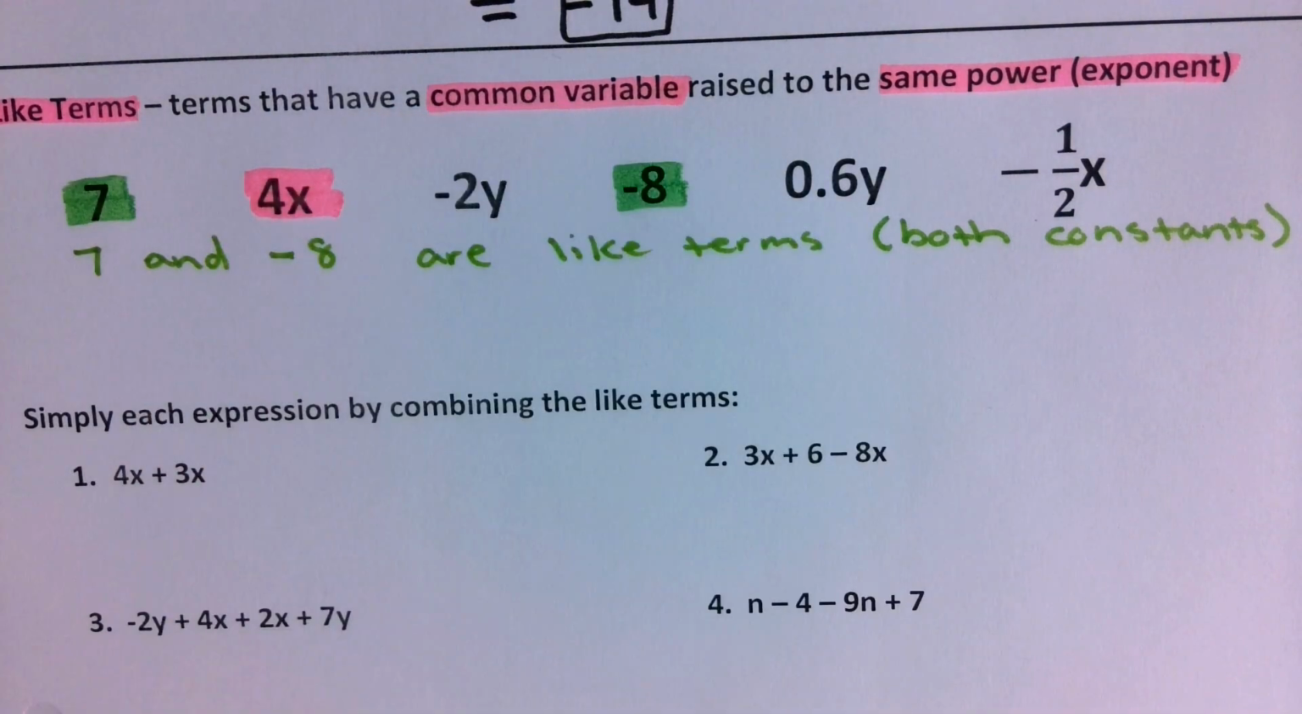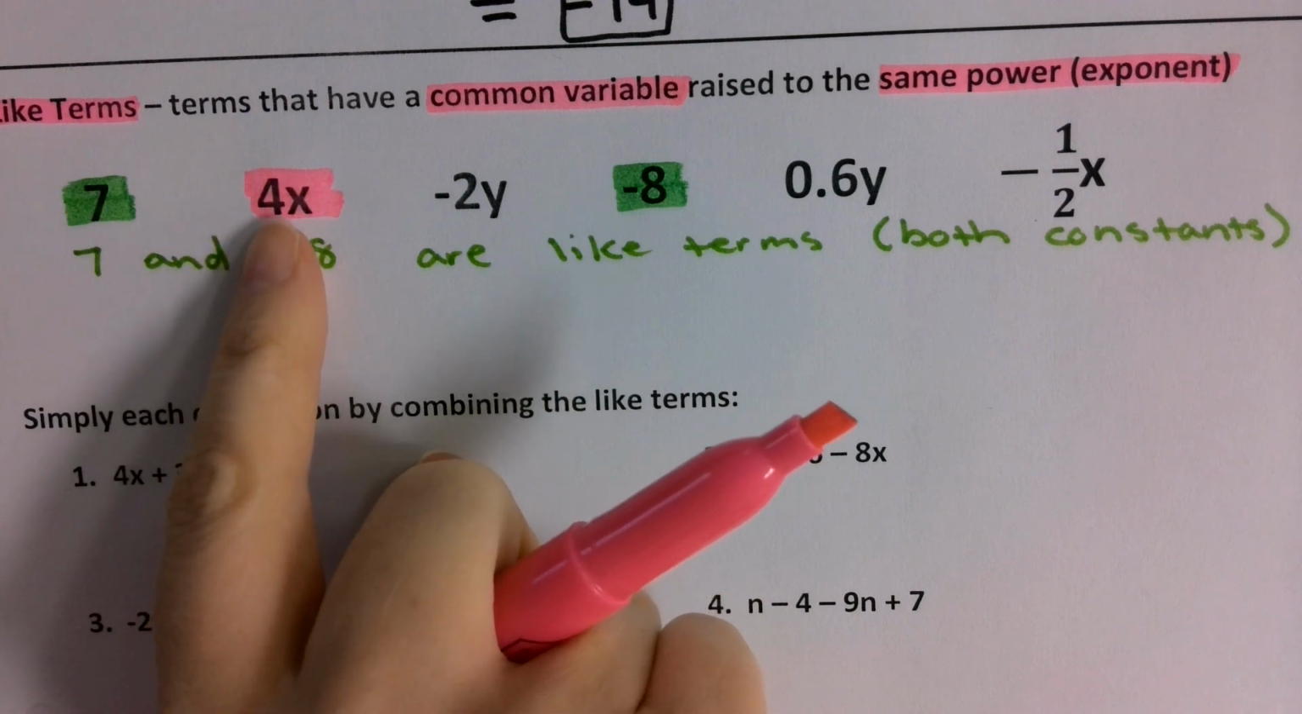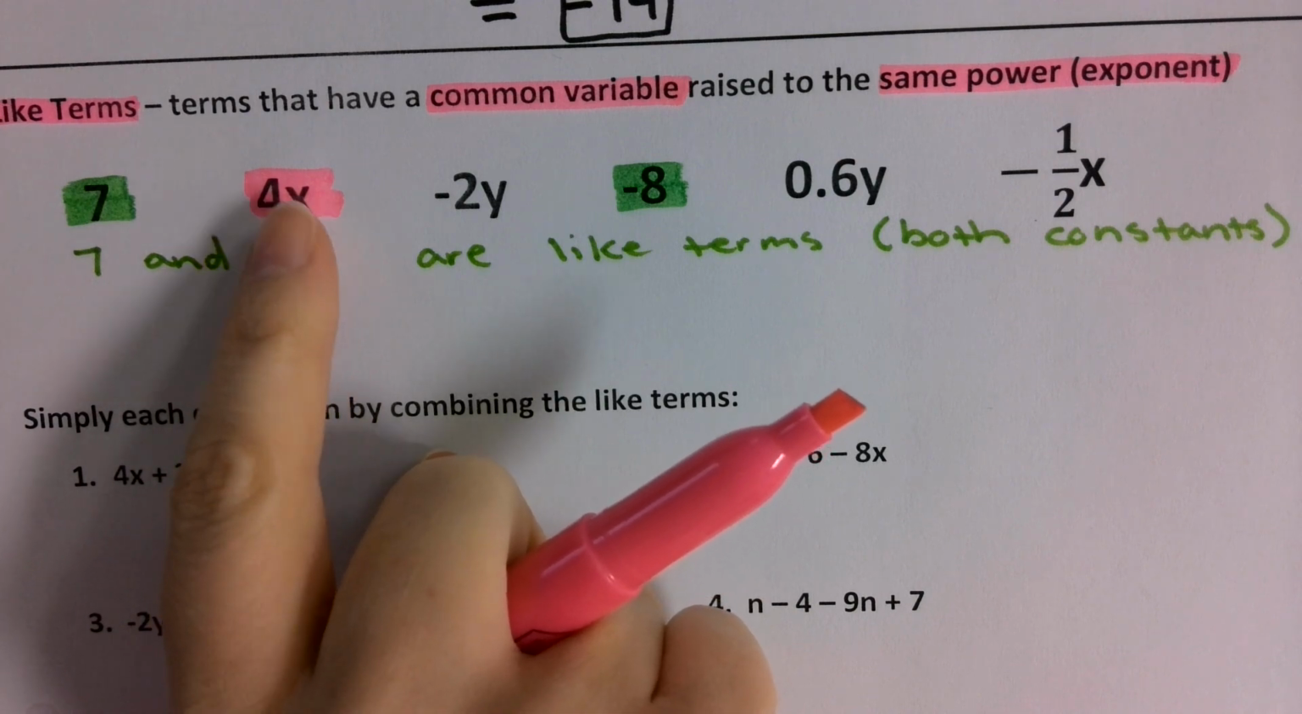So this one does have a variable, and the variable is an x. So in order for it to have a like term, it has to have another partner or several partners that also have just an x. It could be any coefficient. Doesn't have to be another 4. It could be any coefficient. It just has to have the same variable.